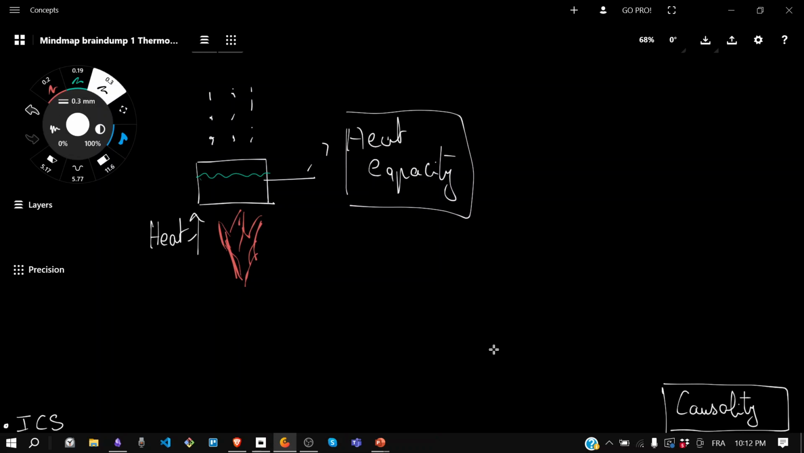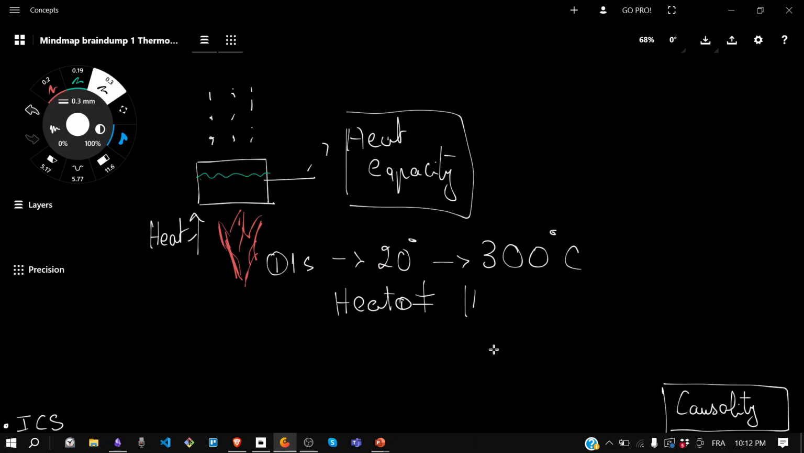So say you heat up the pan and you heat it up real quick. So you take 1 second and you move from 20 degrees Celsius to 300 degrees Celsius. Boom, real fast. Okay, what happens here is the energy transferred will transfer differently. So the heat will be different. So let's say this is case 1. Okay, so heat 1 is different than heat 2.